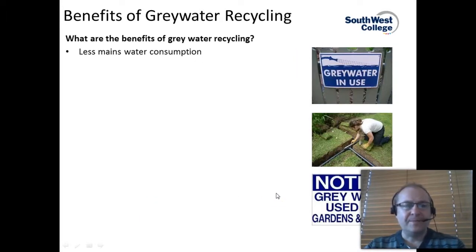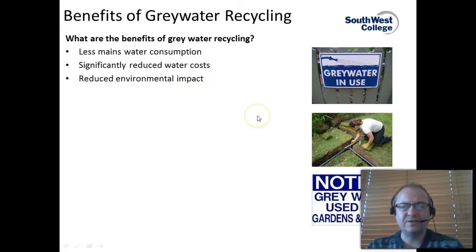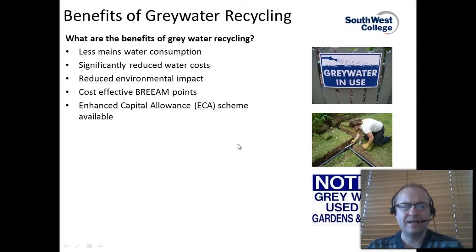So in summary, the main benefits of grey water recycling are less mains water consumption and significantly reduced water costs. It has a reduced environmental impact because you're using less water, and it's cost-effective. You get BREEAM points in the BREEAM calculation, and an enhanced capital allowance as well: for companies that install grey water recycling, you get a tax allowance from HMRC.